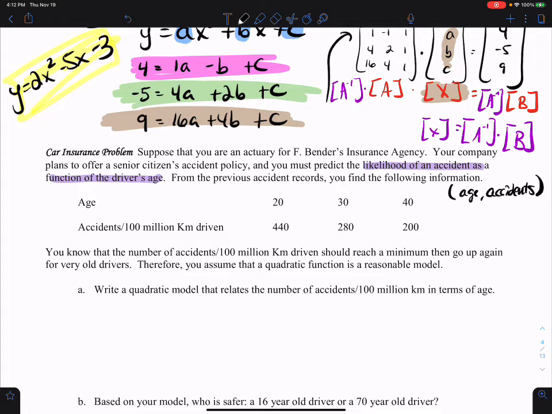So you can see that we have 3 ordered pairs then. We have 20, 440. We have 30, 280. And then the last one is 40, 200.